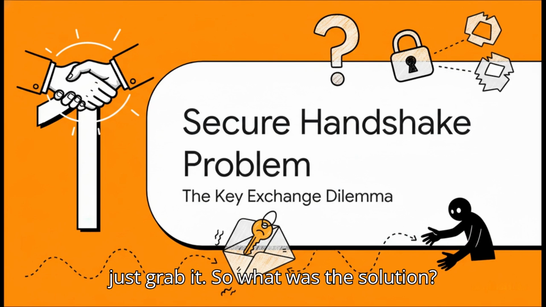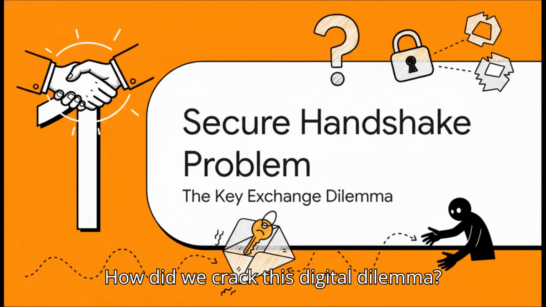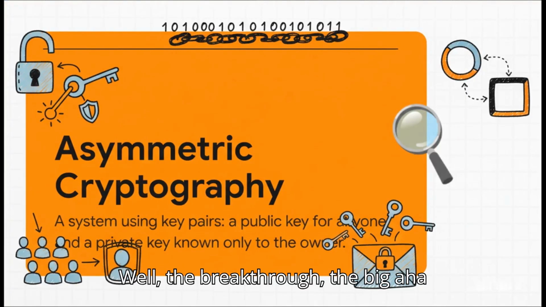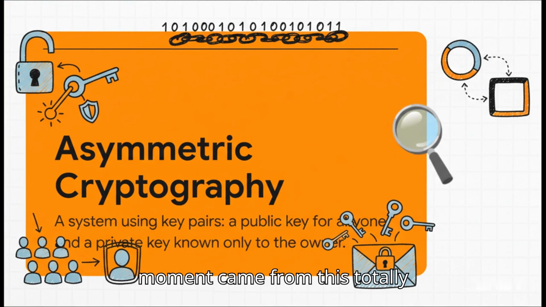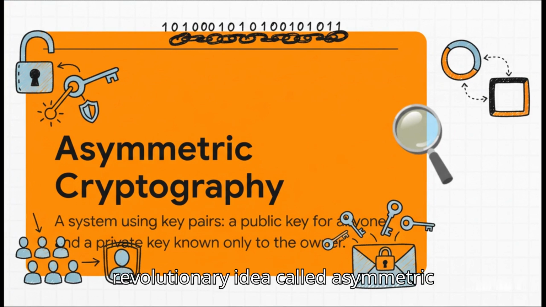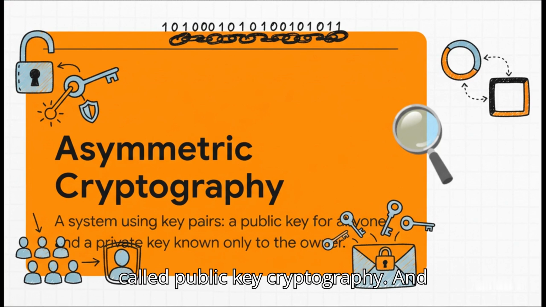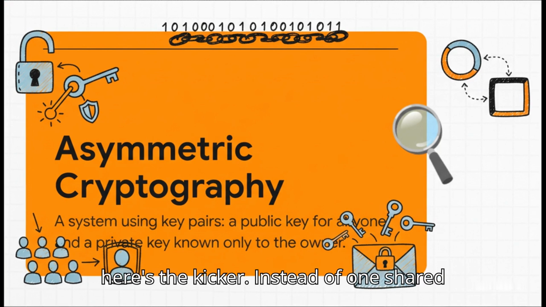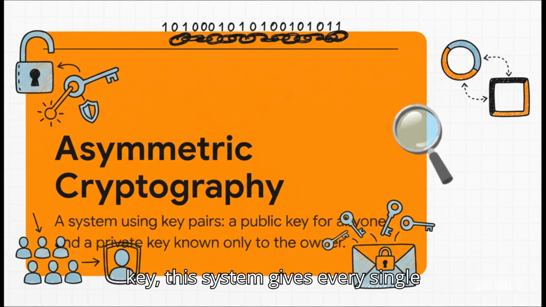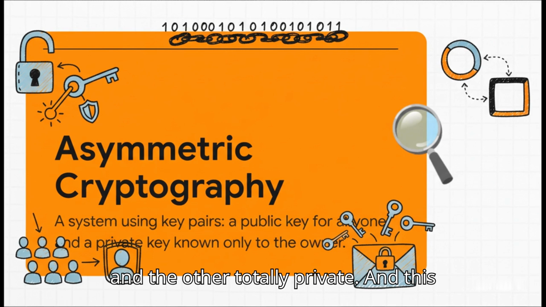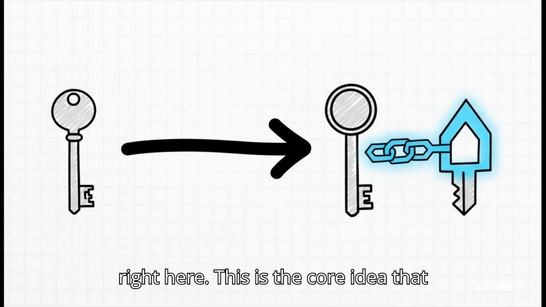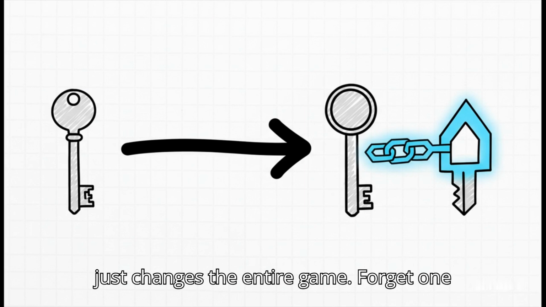So, what was the solution? How did we crack this digital dilemma? Well, the breakthrough, the big aha moment, came from this totally revolutionary idea called asymmetric cryptography. You might also hear it called public key cryptography. And here's the kicker. Instead of one shared key, this system gives every single person a pair of keys. One's public and the other totally private. And this right here, this is the core idea that just changes the entire game.